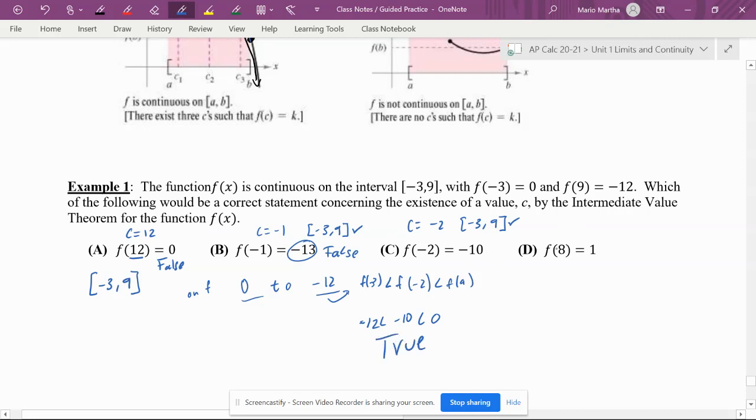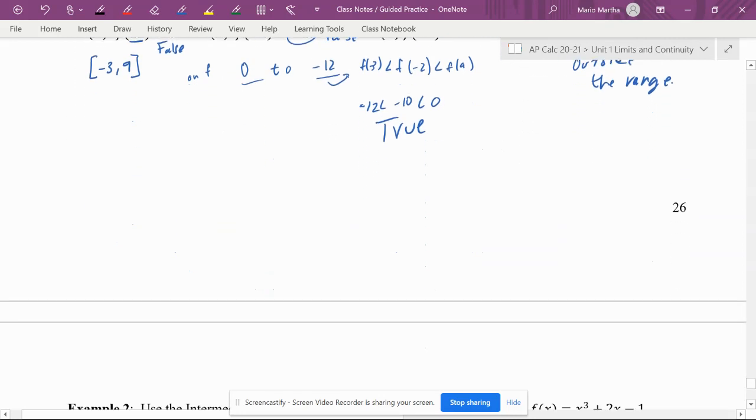And then the last one, c is equal to 8. That is between -3 and 9. But then again, f of 8 is equal to +1, which is outside the range. So I hope this gives you guys a clearer understanding of what the intermediate value theorem is.